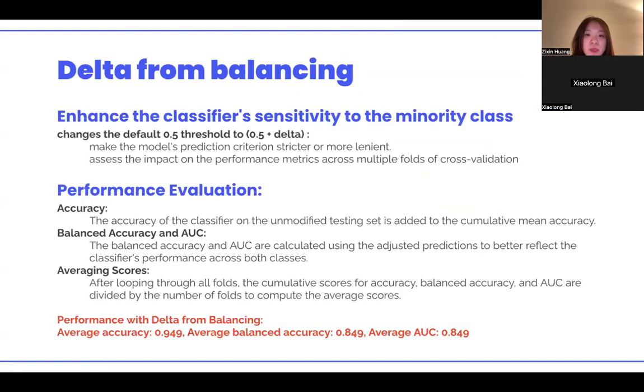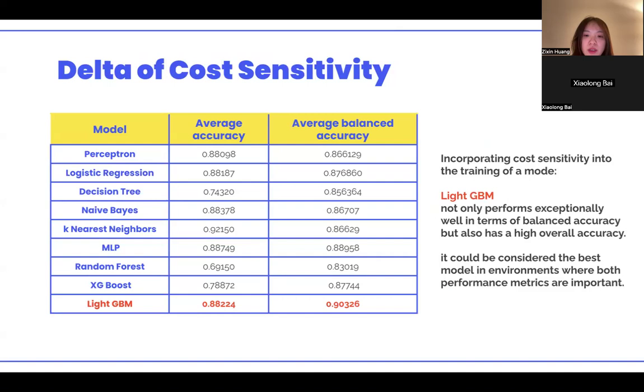Additionally, we explore adjustment based on the delta from balancing and cost sensitivity to enhance model performance on imbalanced data. From delta from balancing, we adjust the default 0.5 prediction threshold to 0.5 plus delta, improving sensitivity to the minority class and achieving better balanced accuracy and AUC. For delta from cost sensitivity, we examine the change in performance metrics after implementing cost sensitivity learning, which prioritizes minimizing a cost-weighted sum of misclassification. After applying these methods across various models from perceptron to LightGBM, we determined that the LightGBM performs well in terms of balanced accuracy and overall accuracy.